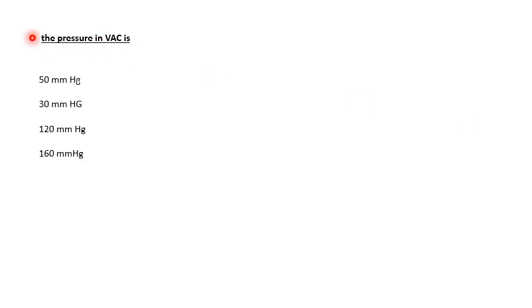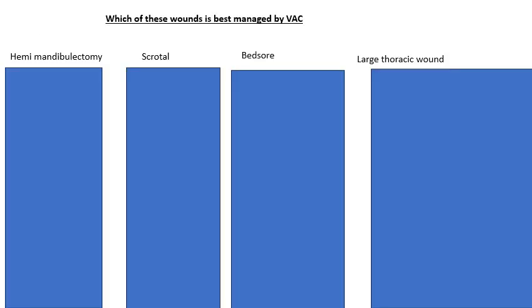So your question was the pressure in a vacuum assisted closure. The ideal pressure in a vacuum assisted closure was all this, and by now you know the answer. The answer is 120 mm.